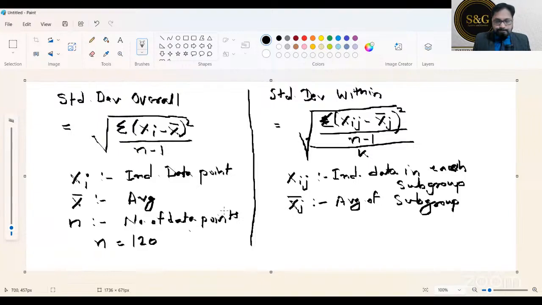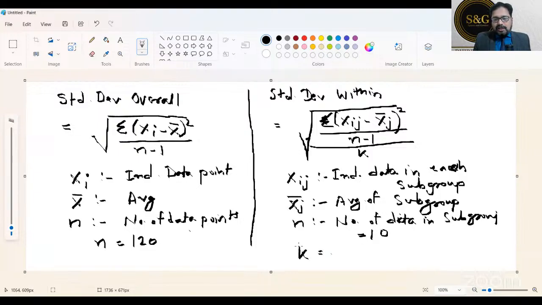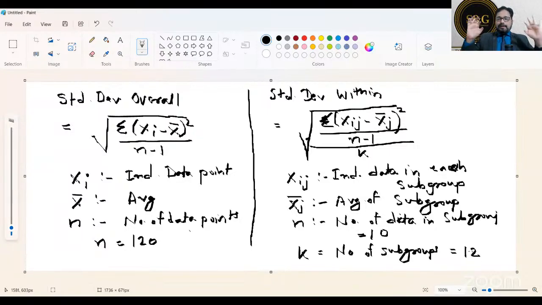N is equal to number of data in the subgroup. In this case, every data point, n is equal to 10 in this case, okay? So which is equal to 10. And what is k? K is equal to number of groups, basically. Number of subgroups, which is 12. Are you clear with this? Just type yes in the chat box. Any doubt in this formula?